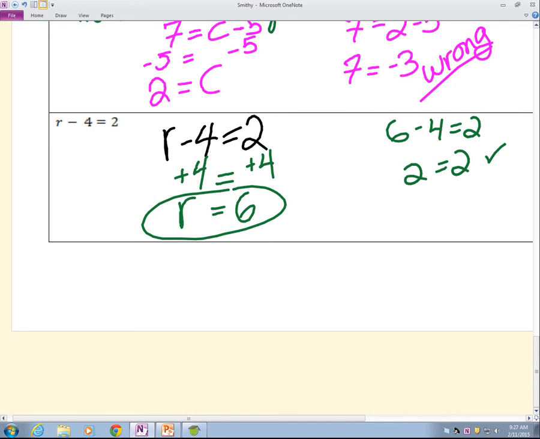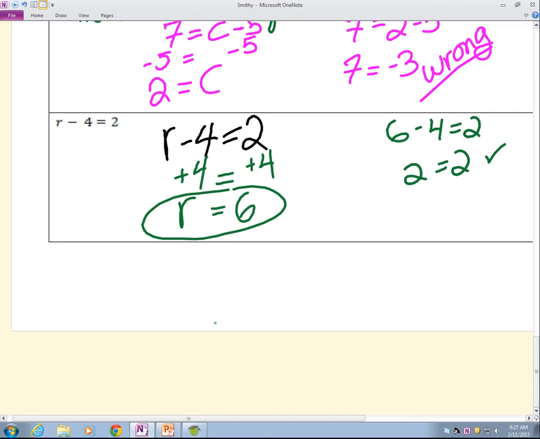Yes, ma'am. It doesn't matter what side the variable's on. We could have the variable on that other side too. It would be the same thing. R minus 4. We'd still do plus 4, plus 4. Okay? It doesn't matter what side it's on. Okay? Let's see here. Is that the last one?